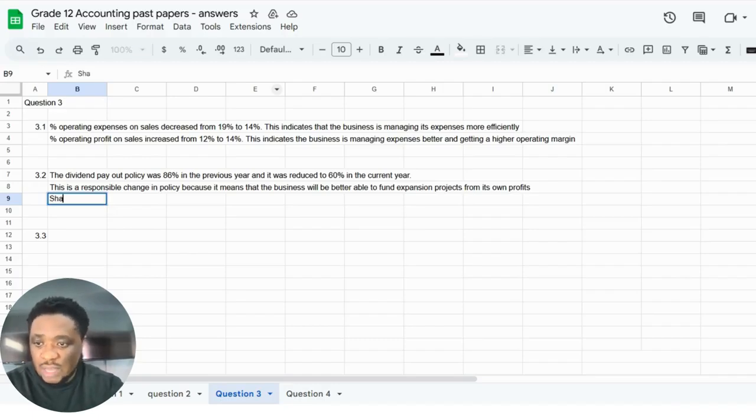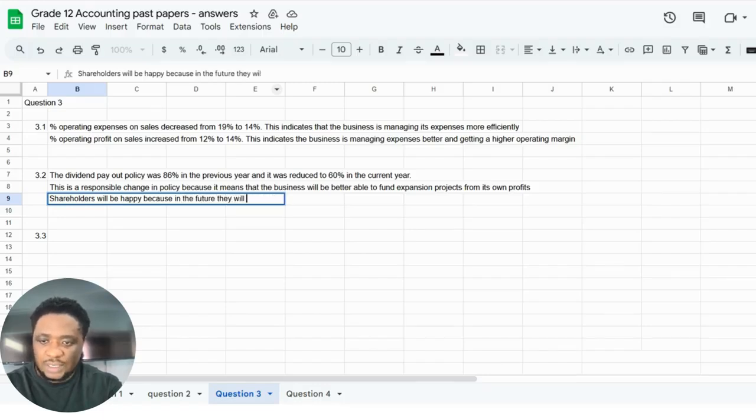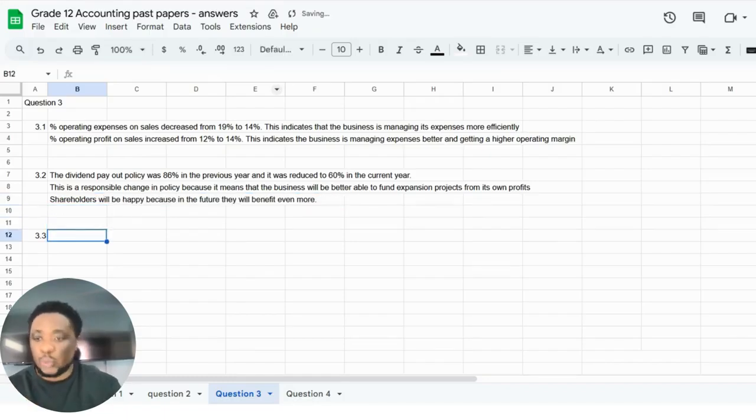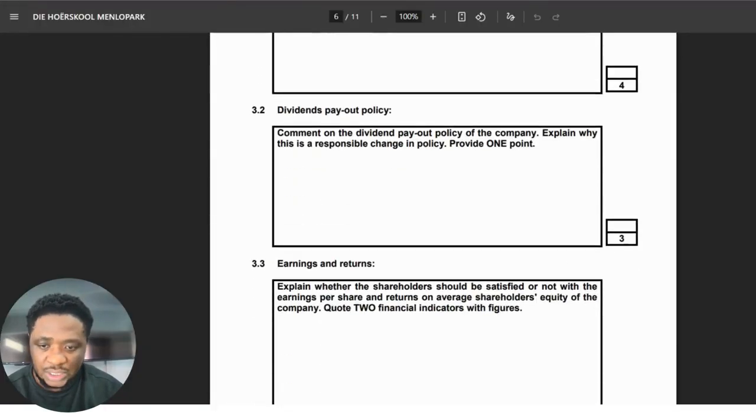And then we can just make a final comment that shareholders will be happy because in the future they will benefit even more. And that's pretty much all we needed to say, and that gets you the 3 marks. Now let's move on to question 3.3.